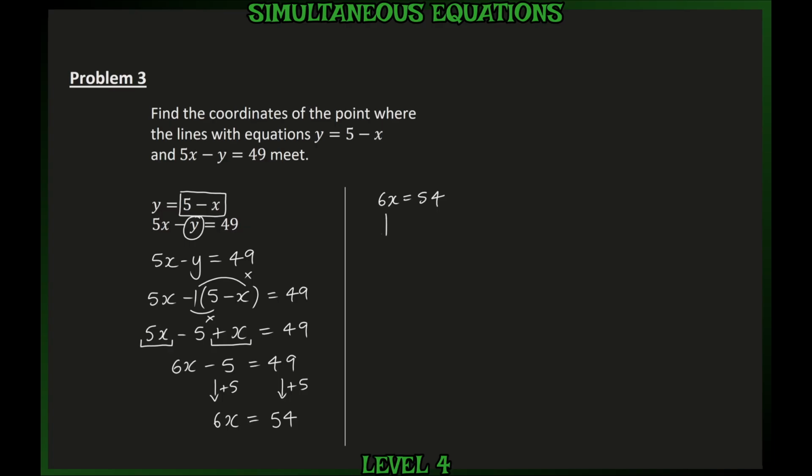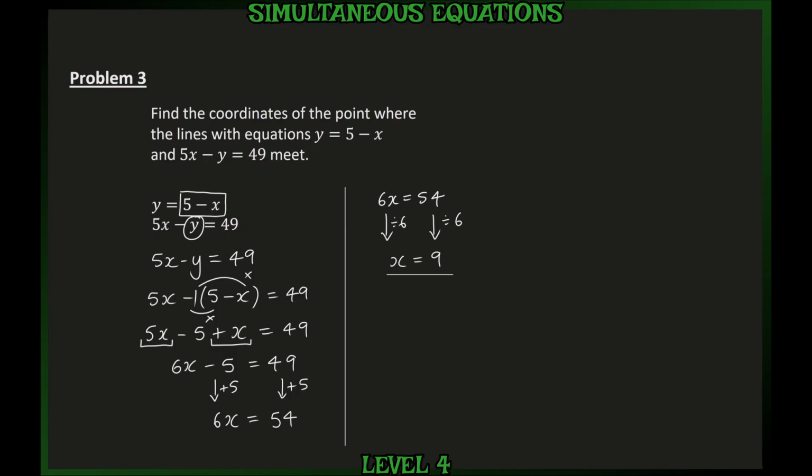We can now remove the times 6 from in front of the x by dividing by 6 on the left and doing the same on the right. And on the left, the times 6 and the divide by 6 cancel out to leave us with x. And on the right, 54 divided by 6 is 9. So x is equal to 9 is the first part of our solution.